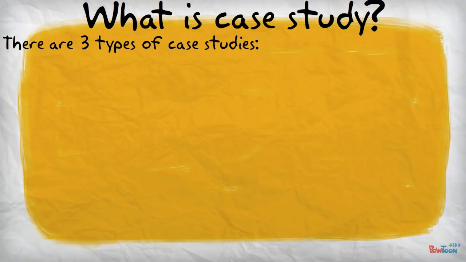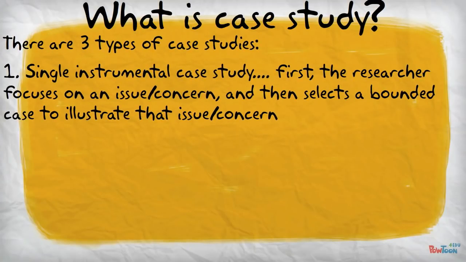There are typically three types of case studies. Single instrumental case study. This is when the researcher focuses first on an issue or a concern and then selects a bounded case to illustrate that issue or concern.